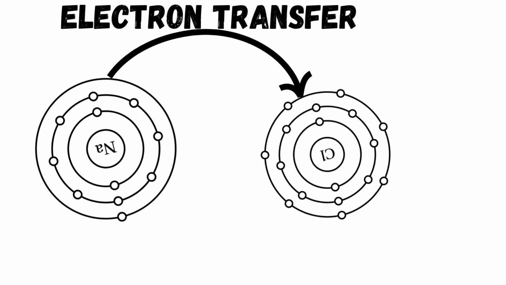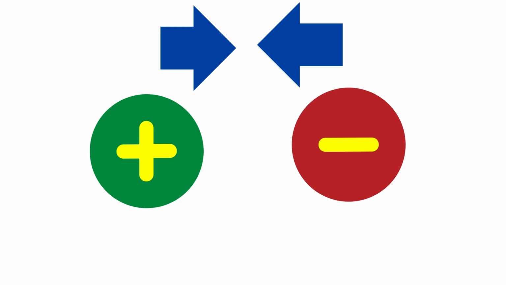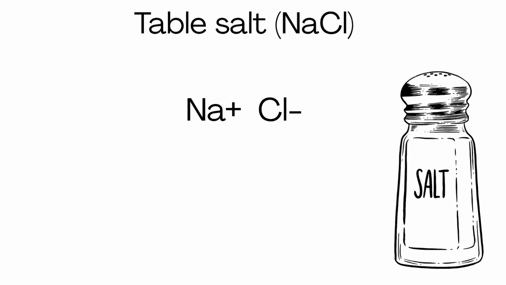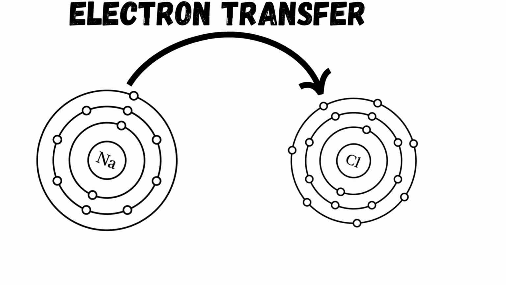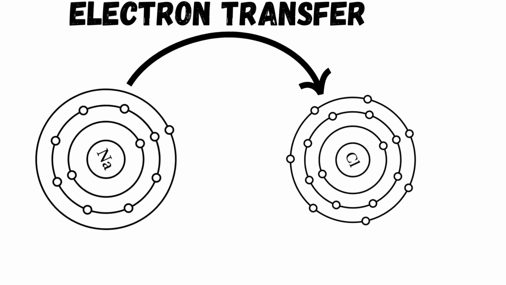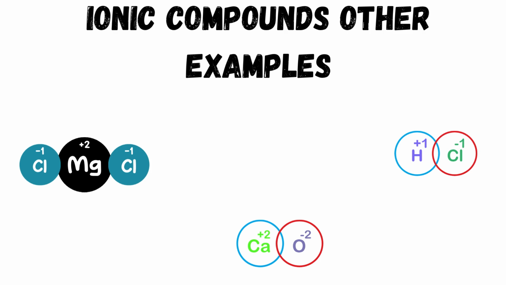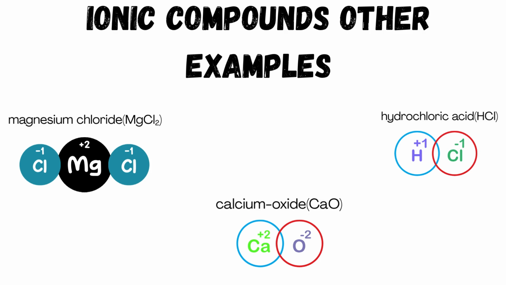Now here's where things get interesting. Positive and negative ions attract each other through electrostatic forces, forming ionic bonds. These bonds create ionic compounds like sodium chloride, or table salt. In NaCl, sodium donates its electron to chlorine. Both become stable, and their opposite charges pull them together, forming a solid crystal lattice. That's why ionic compounds have high melting points and form strong, rigid structures.